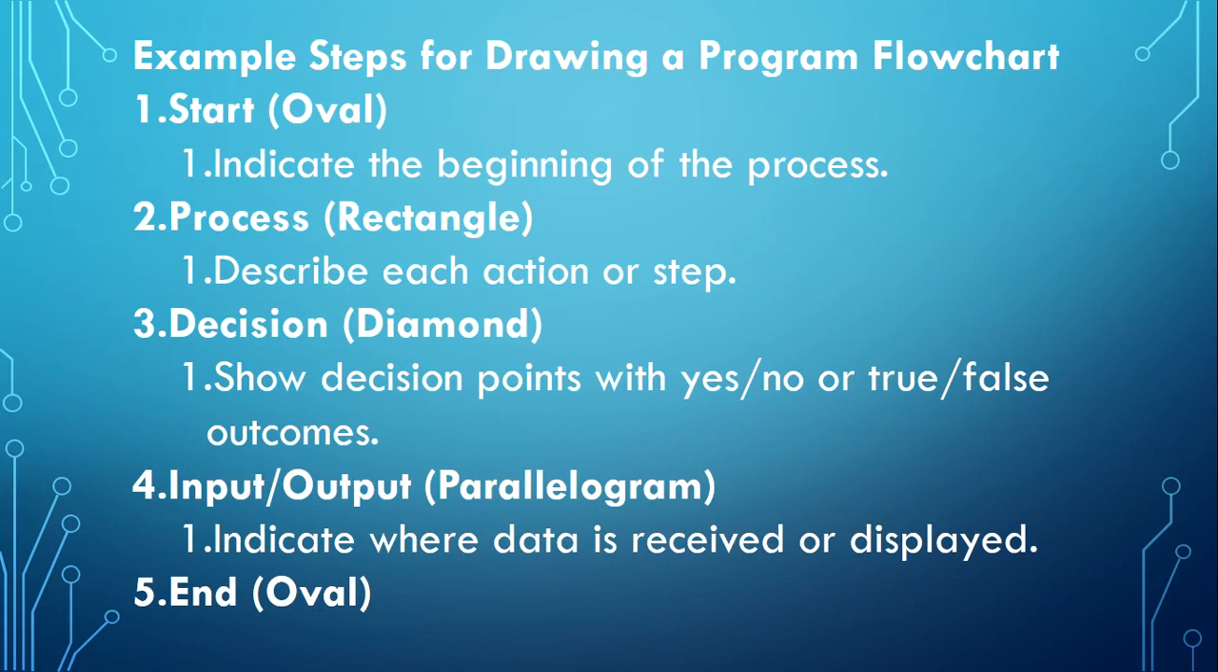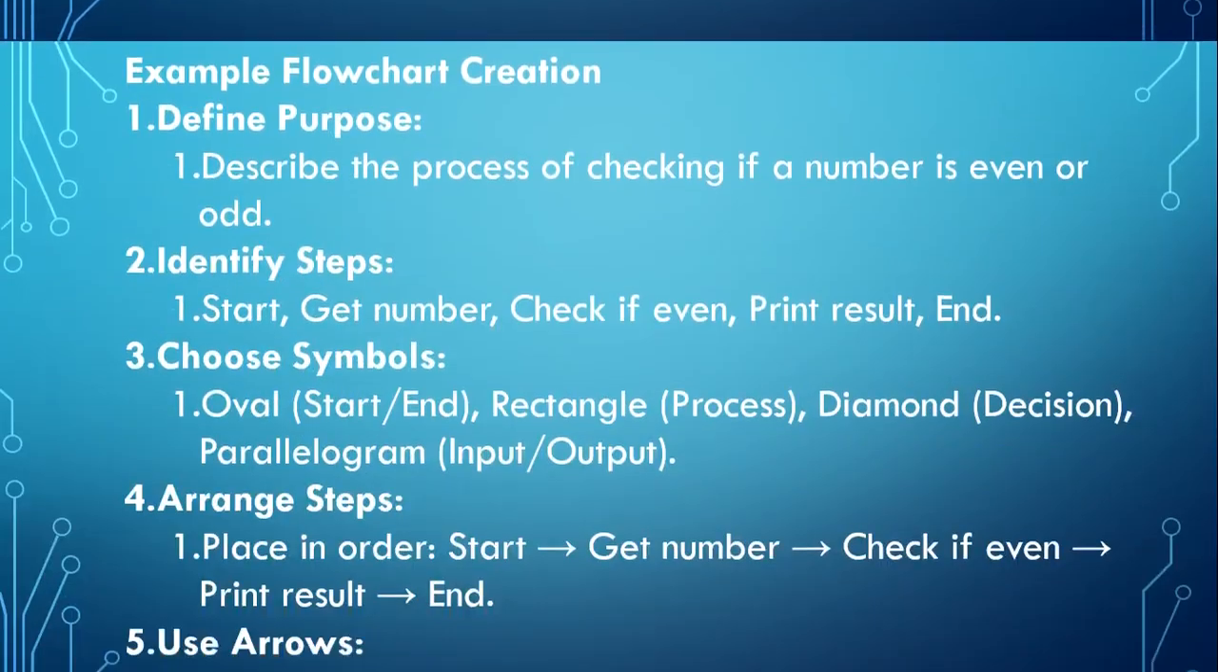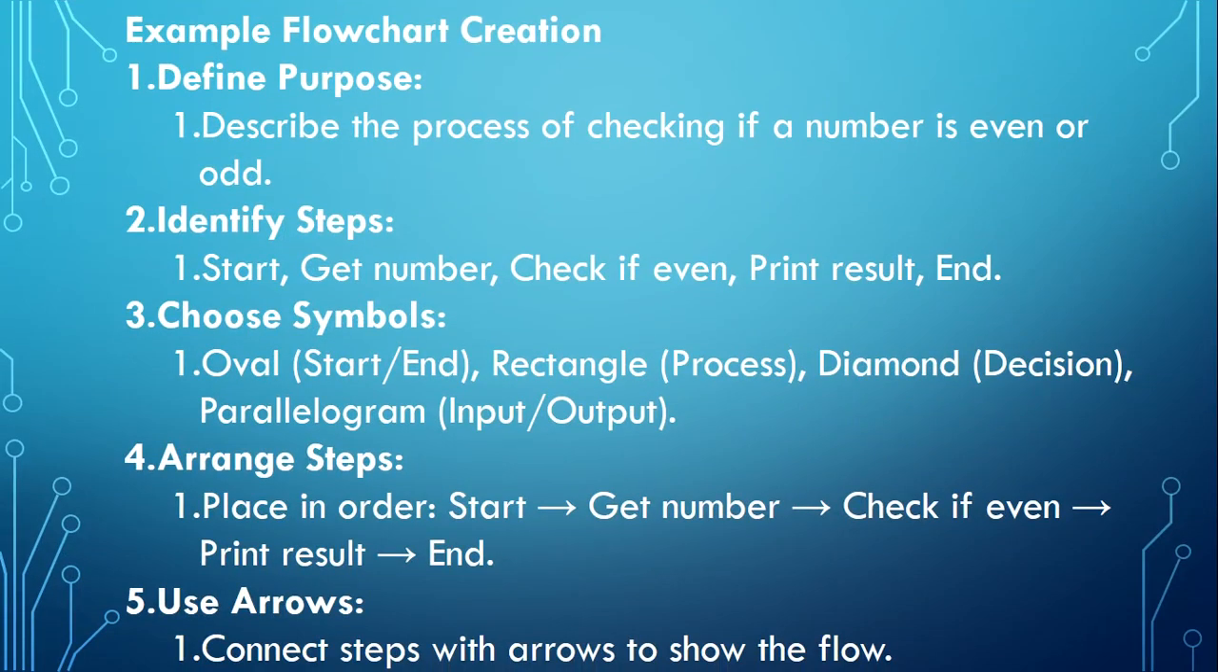Then, example steps for drawing a flowchart. Now look at this one. Start, or oval, indicates the beginning of the process. Then you have the process, or rectangle, which describes each action or step. Decision, or the diamond, shows decision points with yes or no, or true or false outcomes. Input or output, the parallelogram, indicates where data is received or displayed. Then you end with an oval.